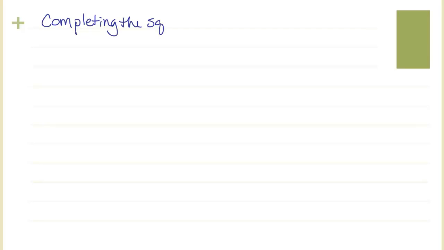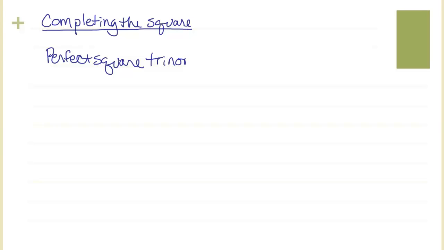I've done some demonstrations with tiles, algebra tiles, if you've been in my class. But let's just talk about what is a perfect square trinomial. What's a perfect square? Perfect squares are 1, 4, 9, 16, 25, 36, all that sort of stuff.